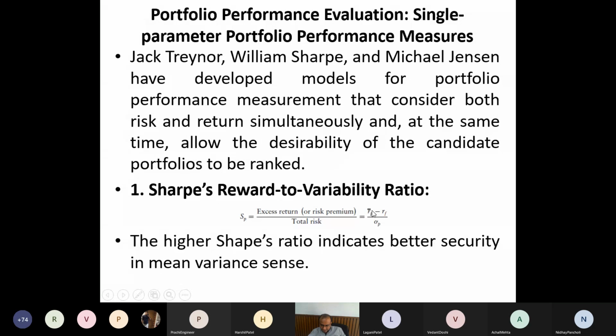So it involves the return as well as risk. If this parameter is high, that means your risk is low and return is higher. So a higher Sharpe's ratio indicates a better security in the mean variance sense. If somebody says my Sharpe's ratio is higher, obviously it gives you higher reward with the given risk.